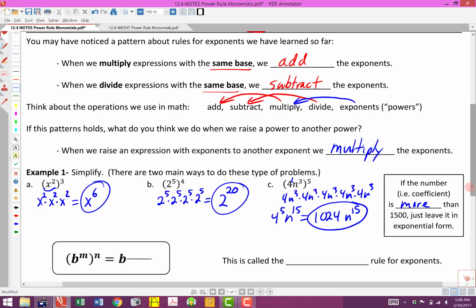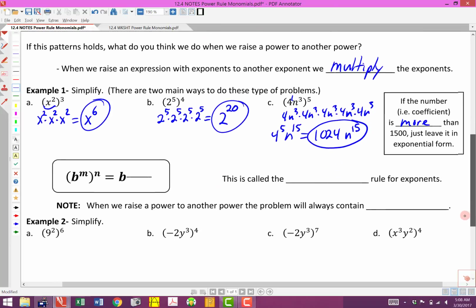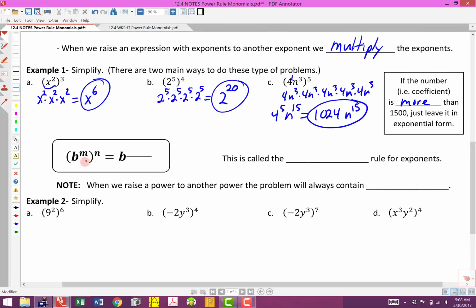This actually works. So let's write this down in a compact format. Let's write a little formula. We've got the base raised to a power, and then we've got that in parentheses, and it's raised to another power. So we have a power raised to a power. If that's the case, then we just multiply the exponents. This is often called the power rule for exponents. So that's what we're going to use today.